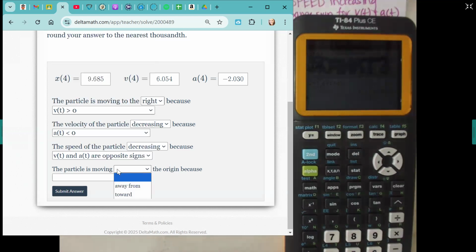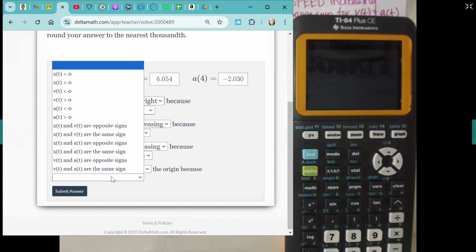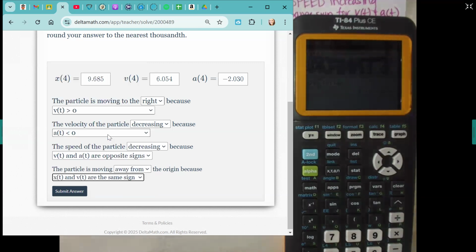The last one is towards or away from the origin. We didn't put that in the notes today, but we've done it a million times. My position is positive. Am I on the right or the left side? I'm on the right, and which way am I traveling? What type of number is velocity? Positive means I'm traveling to the right. So I'm on the right already, and I'm going to the right. Am I going towards or away? Away, because position and velocity are the same sign. I'm on the right, I'm traveling to the right. That means I'm going away.